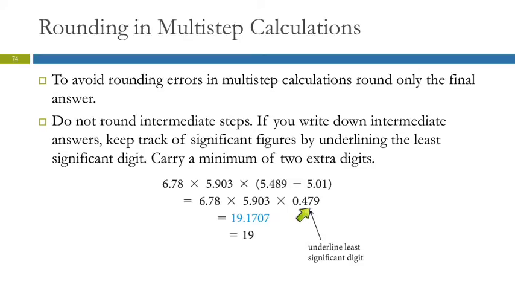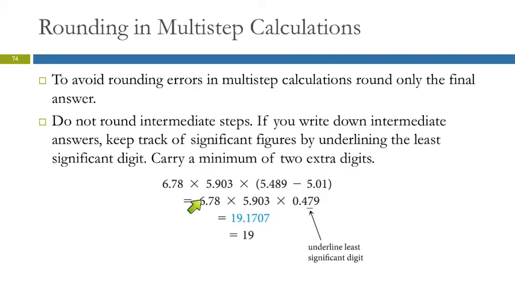I underline this 7 because the rule for subtracting tells me this has 2 decimal places. This result has 2 decimal places. So this 7 is the last significant figure. I keep the 9, though, because I don't want to round it and cause an error. And then I've got my other numbers, this times this times this. Now I've just got multiplication. I multiply those. I write down what my calculator gives me.